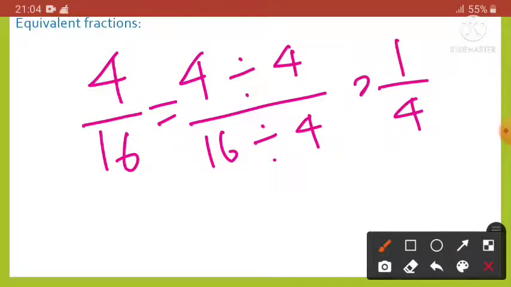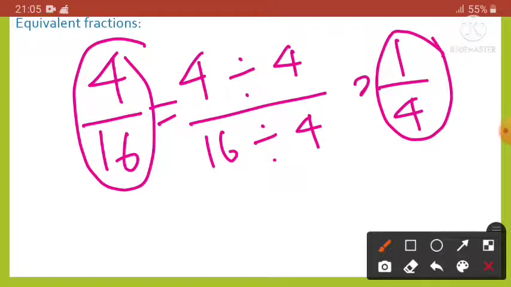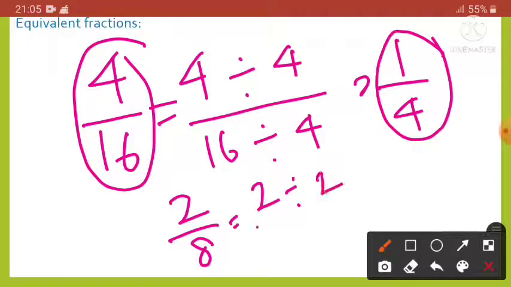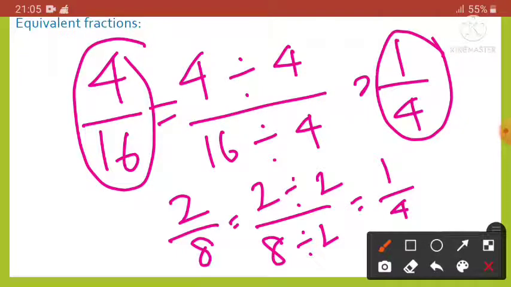Okay, 1 by 4 is equal to 4 by 16. So these are the equivalent fractions. Got it? Okay, if I take another, suppose I am taking 2 by 8, then if I divide it by 2, you are getting 1 by 4 also.